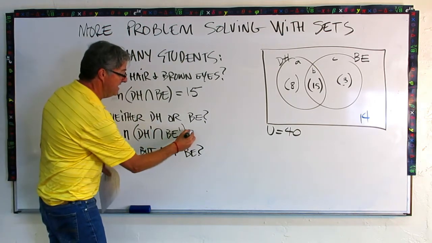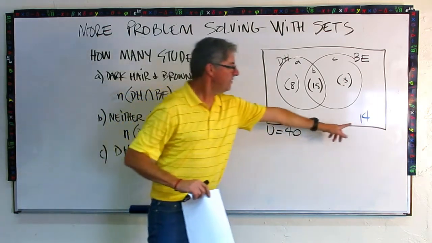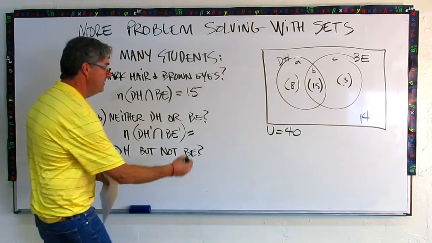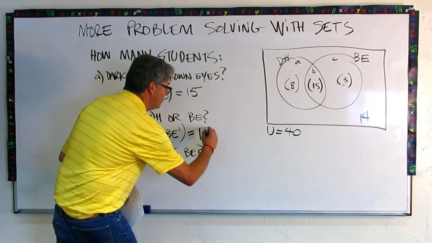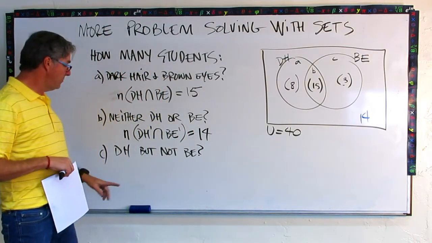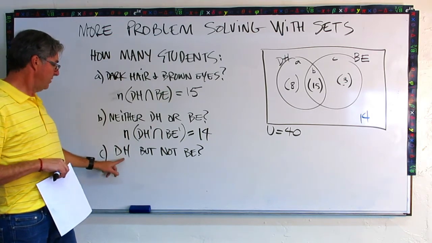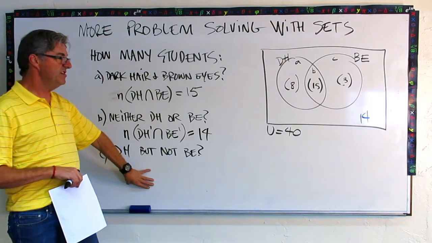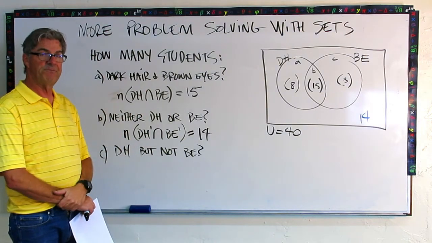So the neither is drawn right from here. This number, they're not inside the circles. There's 14 people with neither of these characteristics, so that's 14. Okay, so pause the video and see if you can answer this one. Dark hair, but not brown eyes. First, do your notation, and then see if you can read it off the diagram.